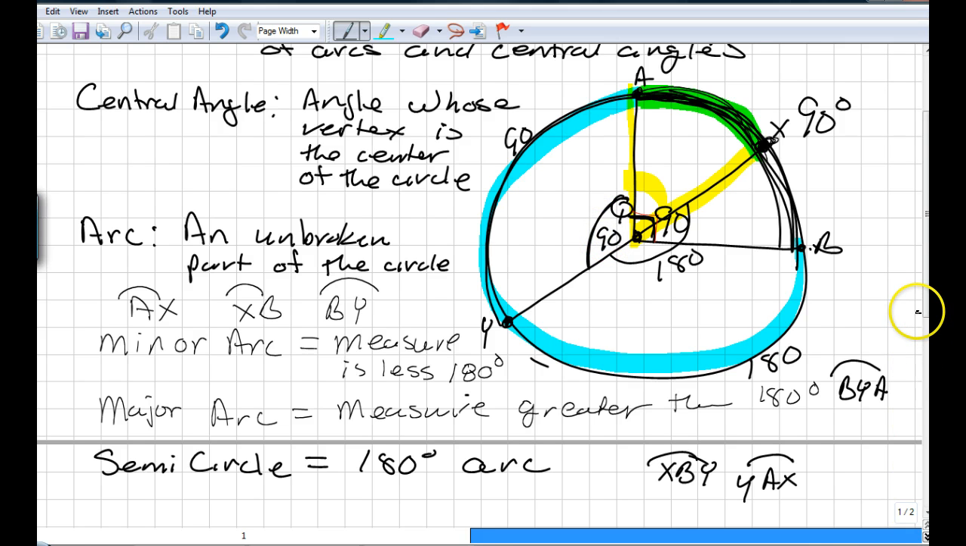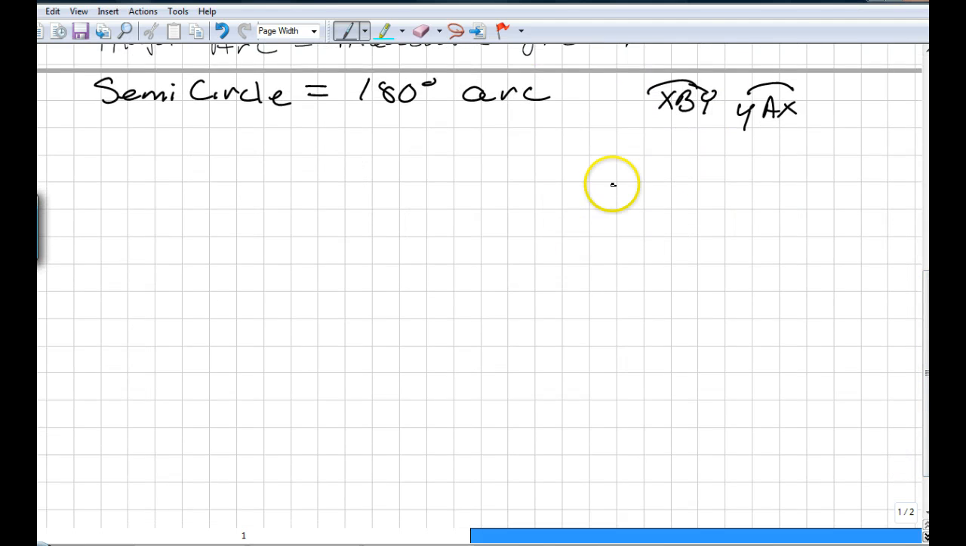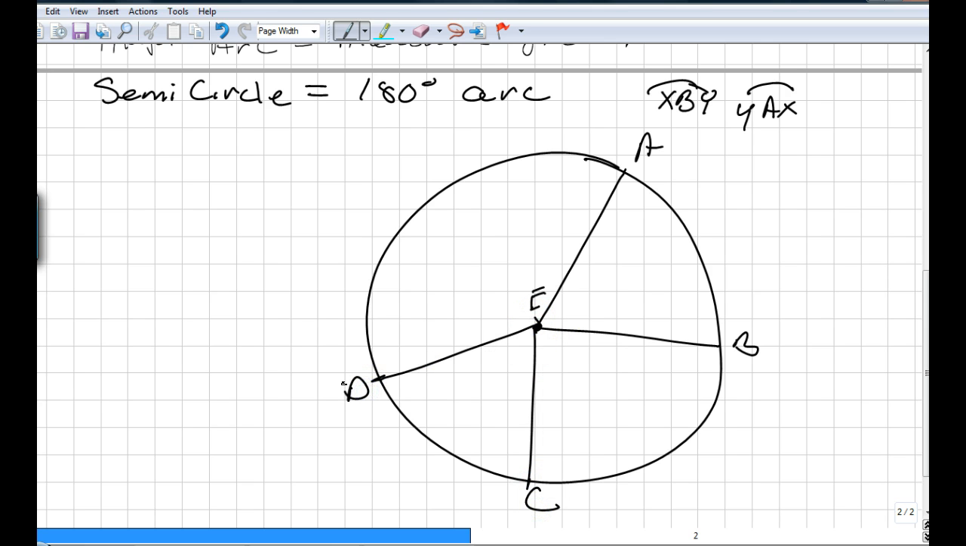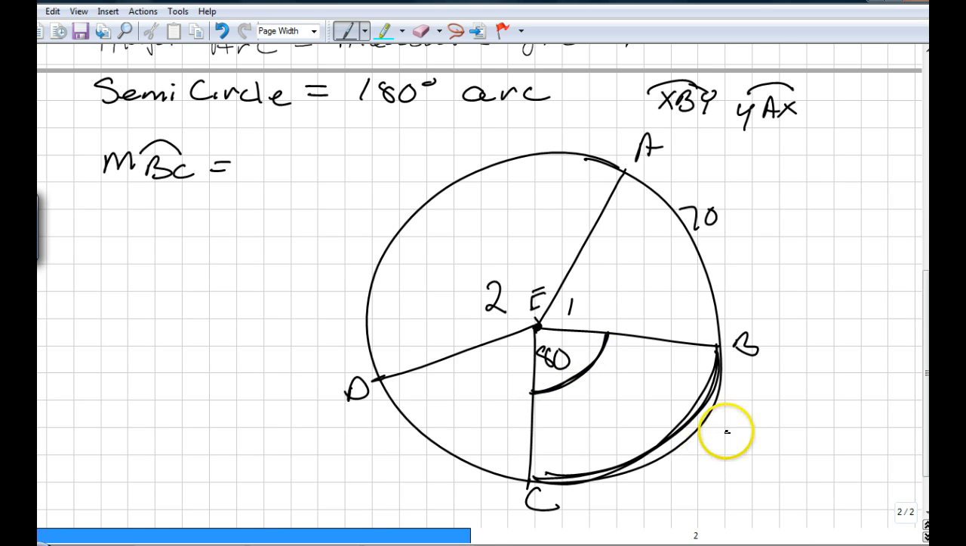Okay? So, looking at an example, if I have this circle centered at E, and I have EA, EB, EC, and ED, and this is angle 1, angle 2, and this is 80 degrees, and this arc is 70 degrees. Then measure of arc BC. Well, BC is formed by the radii that give that angle, so that means this arc also has to measure 80 degrees. Measure of angle 1. Well, if this arc is 70, then this angle must be 70 degrees.